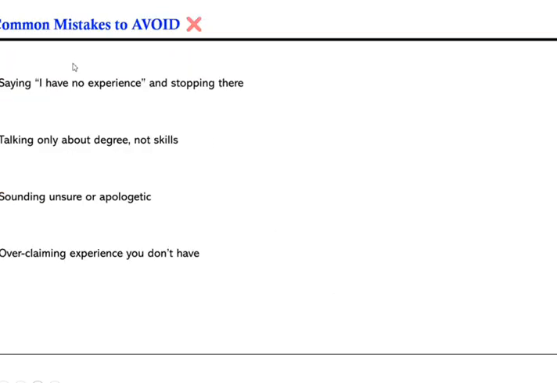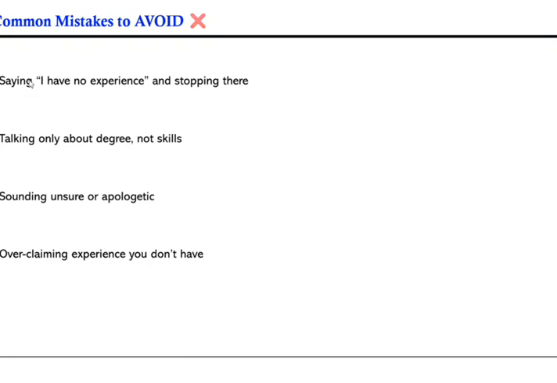After that, we have the most common mistakes that students make. What mistakes should we avoid during the interview? By saying I have no experience and stopping there. Talking only about your degree, not skills. Sounding unsure or apologetic. Or claiming experience you don't have.